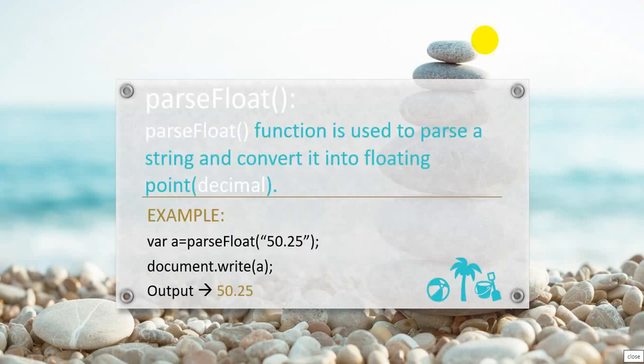Let's have a look at what parseFloat means. I have given an example that the parseFloat function is used to parse, that is, convert a string into a floating point. You have to remember, sometimes in an examination there is a question that a floating number is also called a decimal number. So floating and decimal are both similar words. For example, now I have given an example.